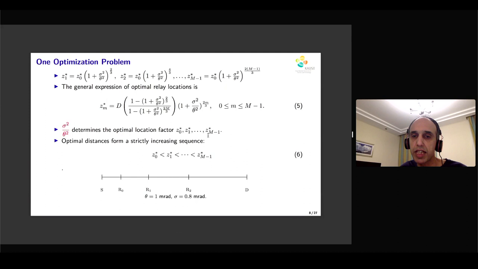This quantity, the ratio of my pointing error variance to my beam width, determines these locations, z0 star and z1 star and z(M-1) star, right? Here in this case, for these values of my beam width and my pointing error standard deviation, I see this increasing sequence in terms of my link distances. So in order to minimize the upper bound on the outage probability, I need to arrange my relays in this fashion. And so this is one arrangement that minimizes the upper bound.